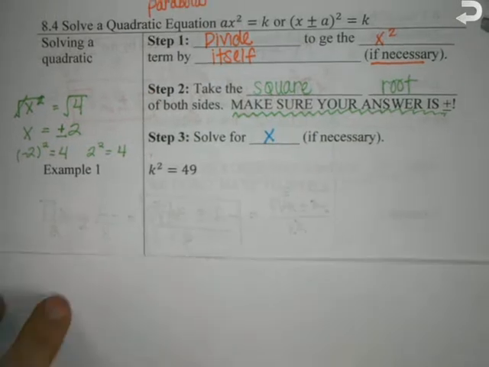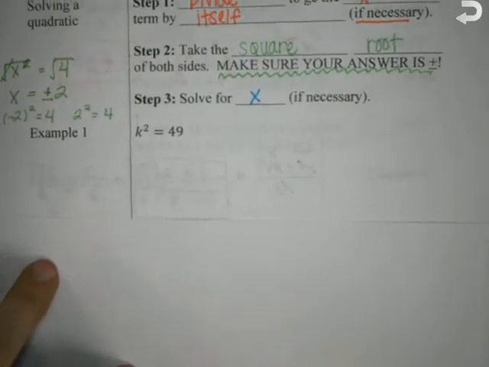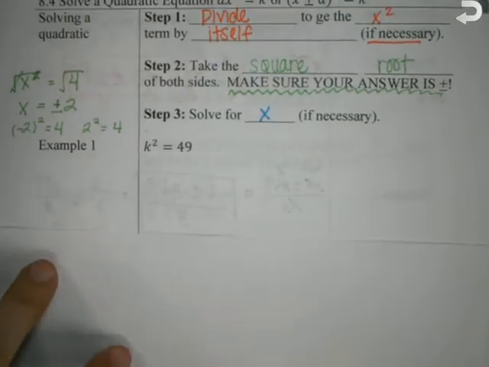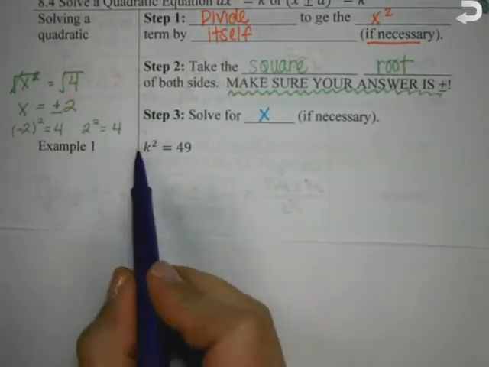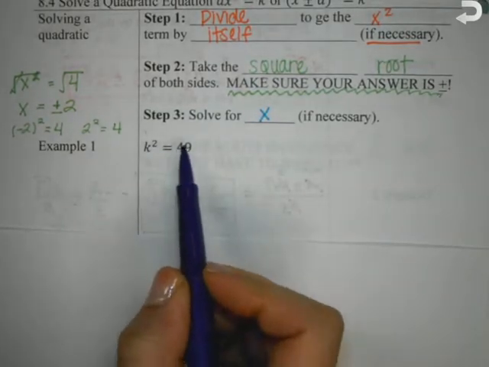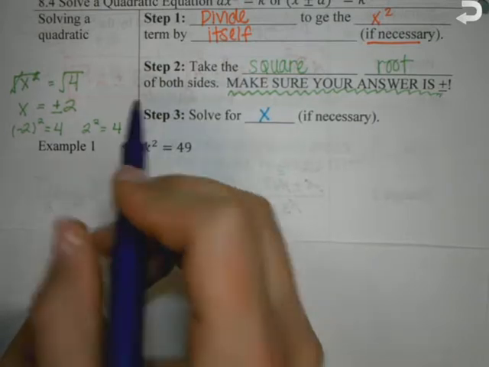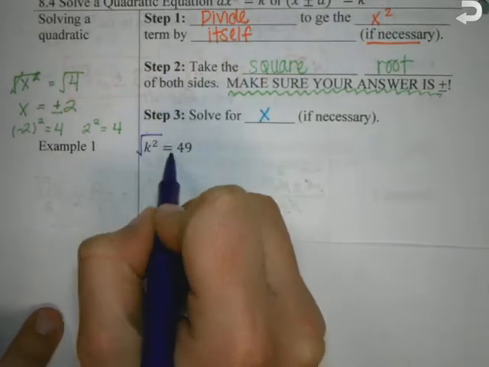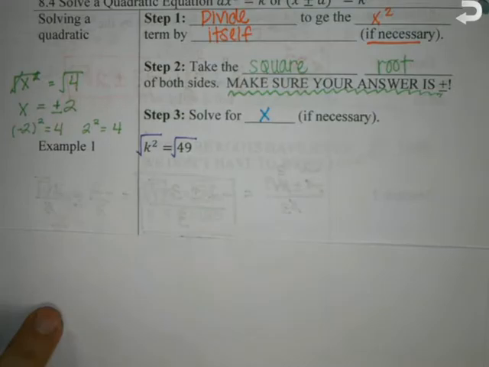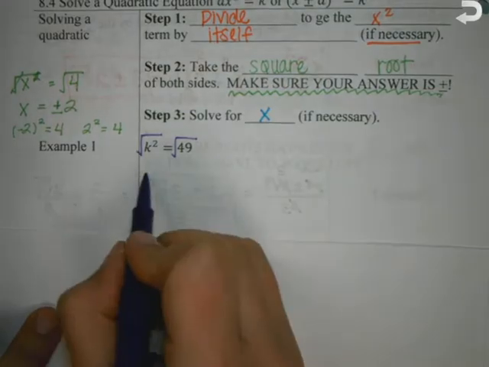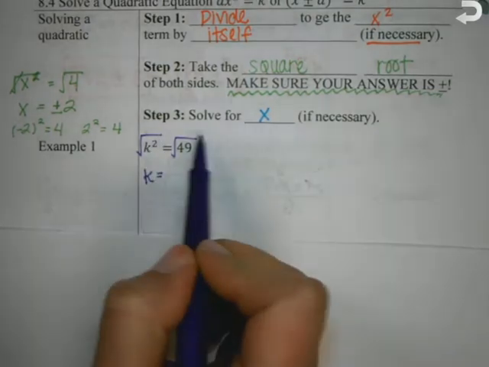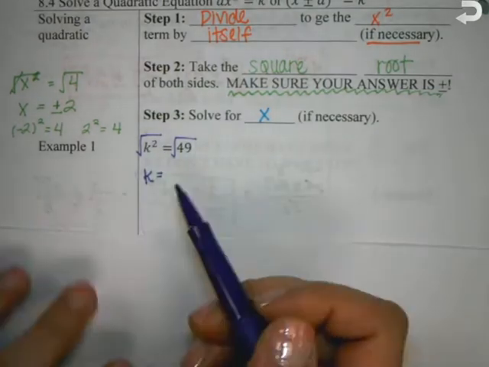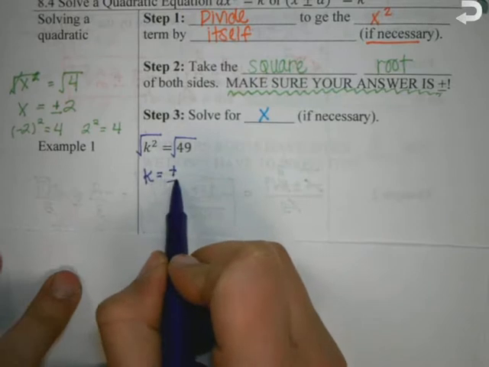Example 1, I have k squared equals 49. Is the squared term by itself already? Yes. So what do I need to do to get k by itself? Square root it. Good. So let's take the square root of both sides. So that's going to be k equals. Now, was I the one that drew the square root in there? Yes, so my answer is going to be plus or minus 7.